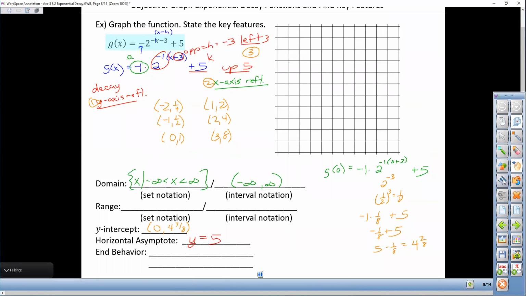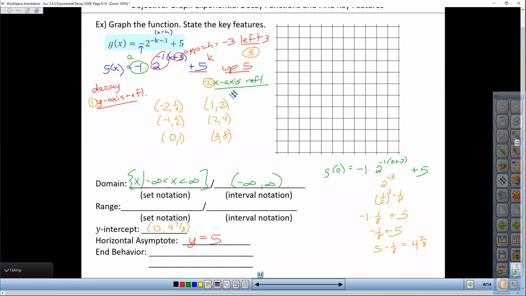So where am I going to draw my axes? This might take a little bit of thought here because I have 2 reflections. So my x-axis reflection does mean that my points are going to be below my asymptote. My asymptote is at y equals 5. So I need to make sure I can get up to 5 on the y-axis. So I'm going to put my x-axis there. 1, 2, 3. And my asymptote then will be at the top. And my points will be below that because of the x-axis reflection.